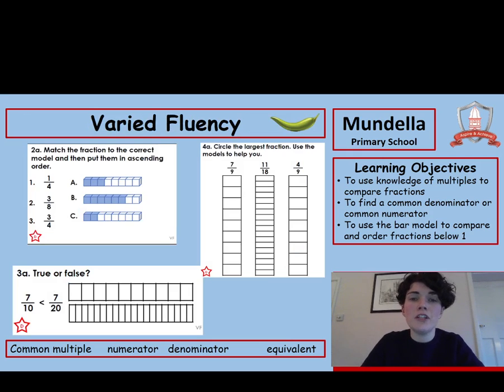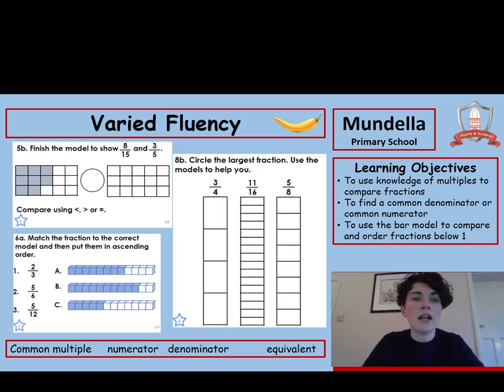Okay, so for Green Chili Pepper Challenge, these are your fluency questions. So you need to match up the bar model with the correct fraction in question 2A. In 3A, you're doing a similar question to the one we've just done, where you're comparing 2 fractions. Just be aware that the denominators are slightly different, but you use this bar model to help you. Question 4, you can use the models to help you compare these fractions here. Pause the video now to do Green Chili Pepper Challenge if you'd like to.